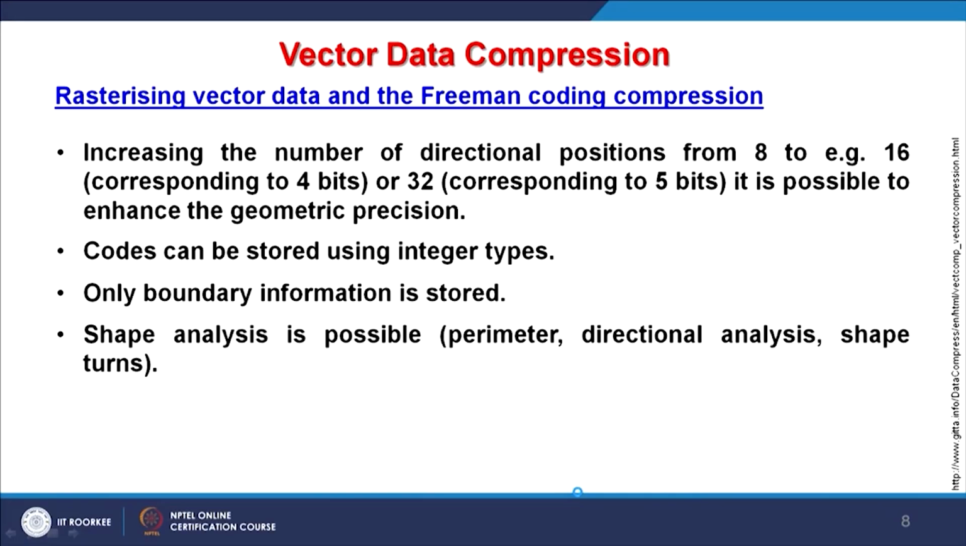Now, when we say shape, it means we are talking about the vector data, and once we are having the data in that format, then perimeter, directional analysis and shape analysis is possible, to analyze or estimate their length and perimeter, etc. And this concept can also be used for raster to vector conversion.